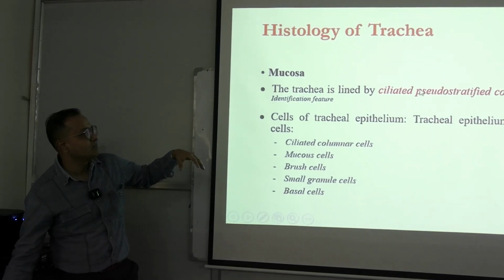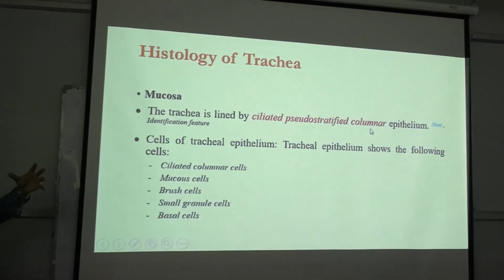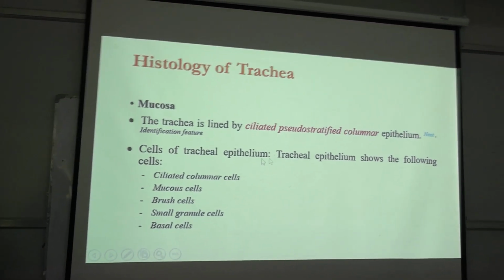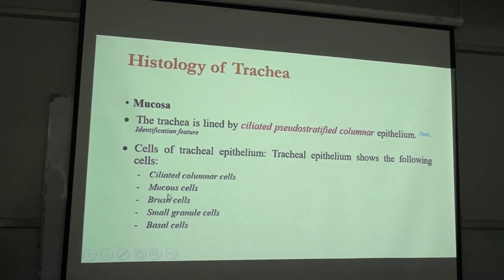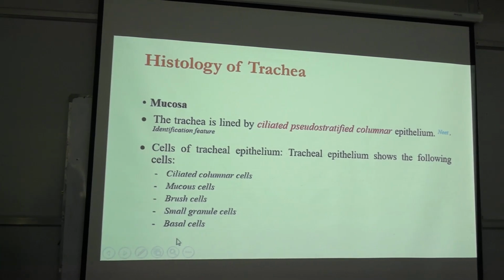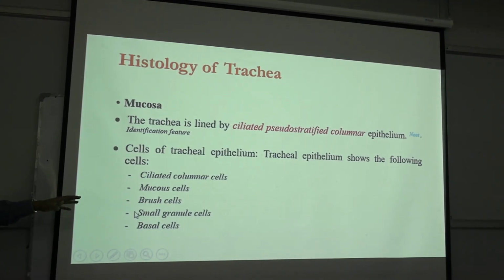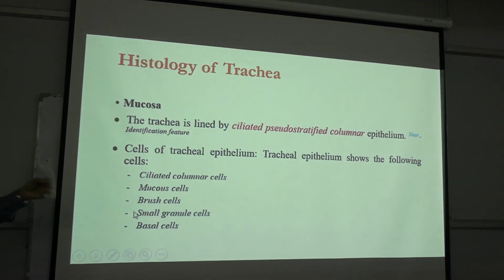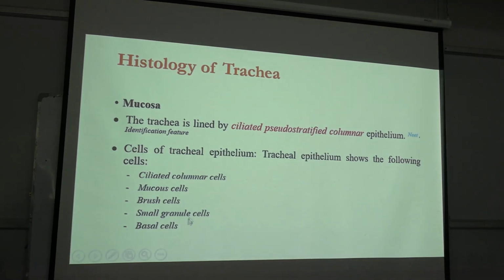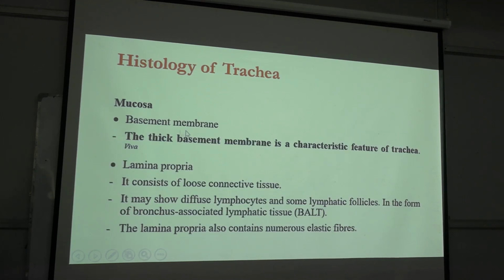Apart from that, we have some kind of non-epithelial cells. What are the non-epithelial cells? They are cells present as mucous cells, brush cells, small granule cells, basal cells. These are the other cells, constituting 3% or less of the cells present on this particular trachea. All these cells are resting on something we call the basement membrane.